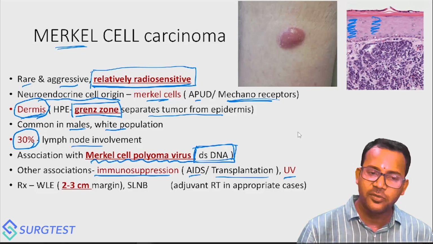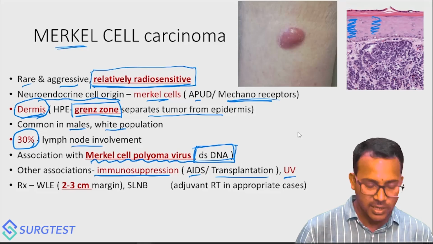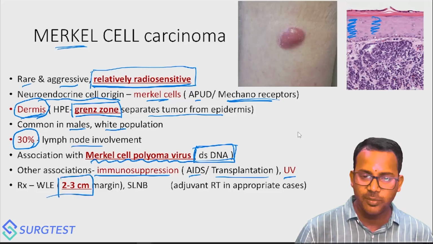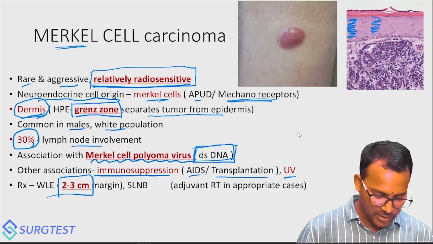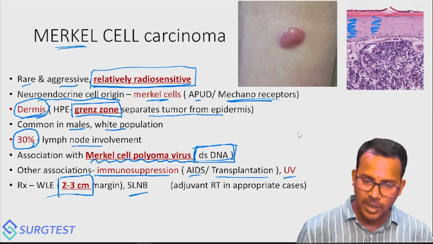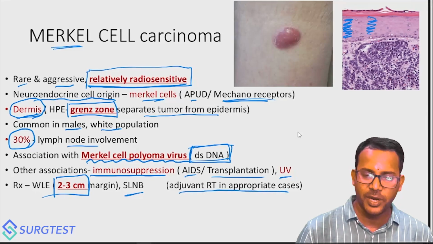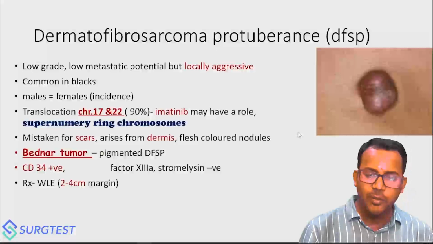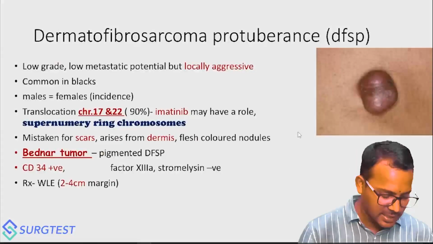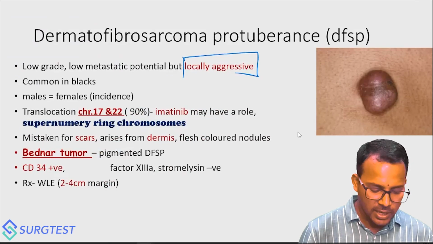The treatment for Merkel cell carcinoma is wide local excision, and here the margin is 2 to 3 centimeters. You can also do a sentinel node biopsy, similar to that of malignant melanoma, and adjuvant RT is given in appropriate cases. Coming to dermatofibrosarcoma protuberans, it is low grade, with low metastatic potential, but locally aggressive.